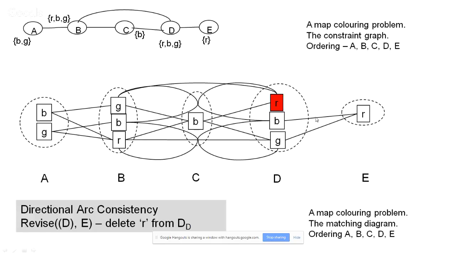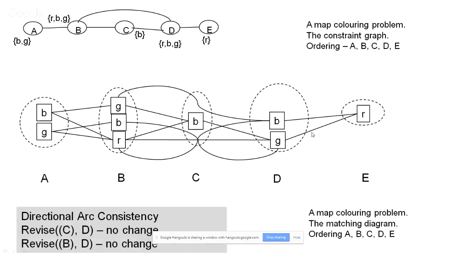And by looking at this matching diagram, you can see that the reason for that is that if for some reason we had chosen red for D, we would have been able to choose red for E, which is the adjacent region. So this directional arc consistency is saying that you remove this value red from the domain of D. So that is the call that we have made, revise D with respect to E. Then we move to the second last variable, which is D. D is connected to C and to B. So we will have to revise both C and B with respect to D. But you can see that there are no problems here. If you choose B for the variable C, you can choose green for D. So that's fine.